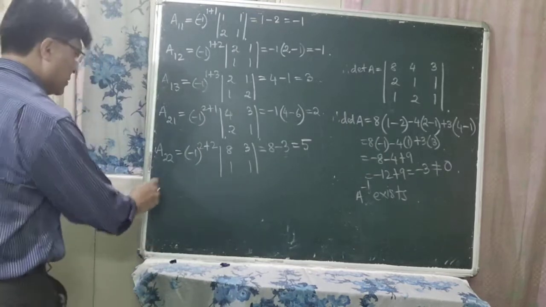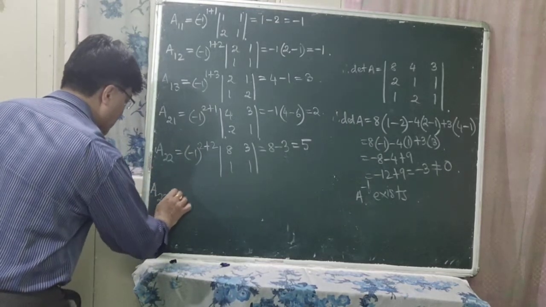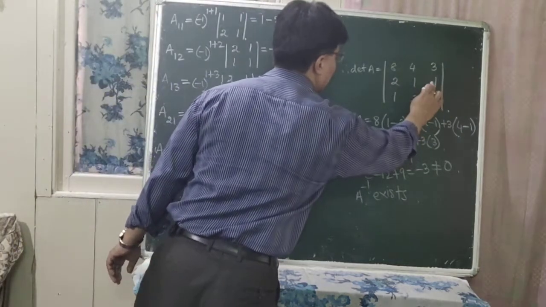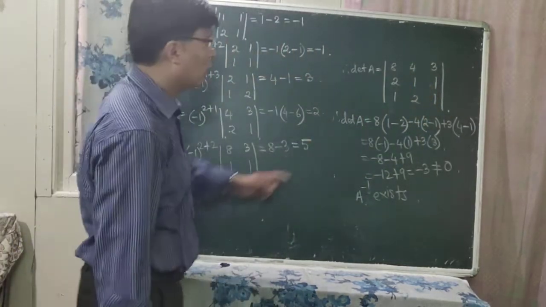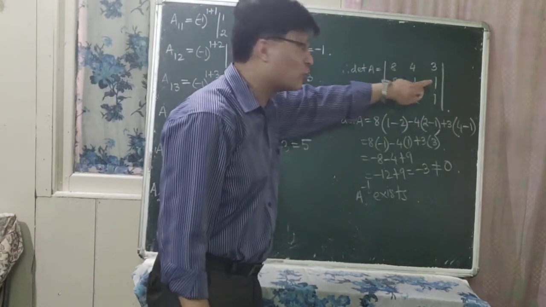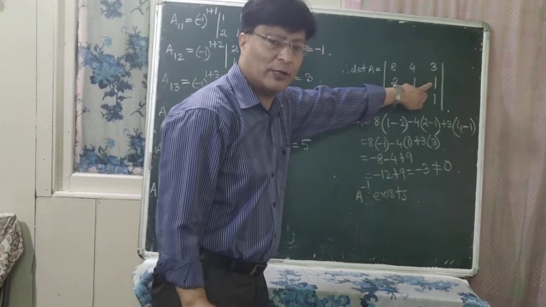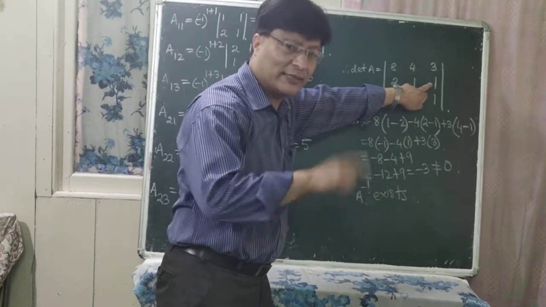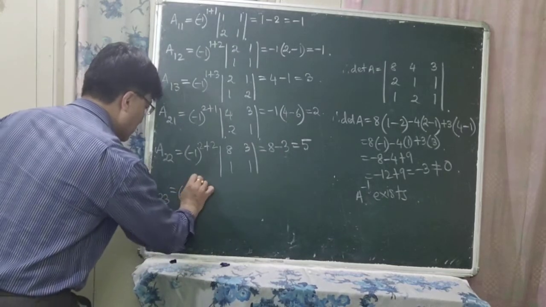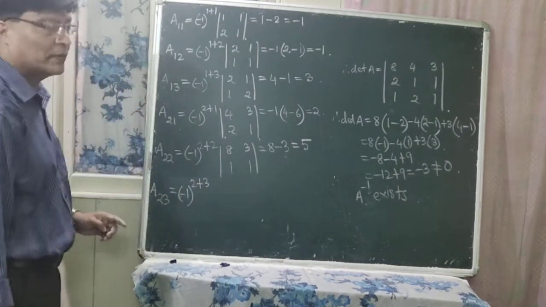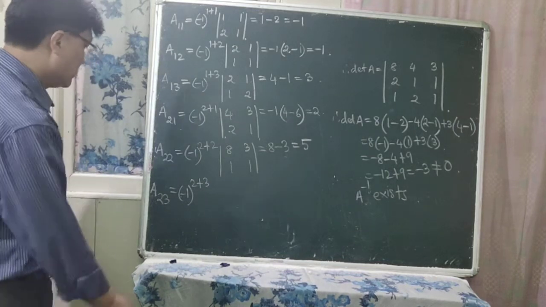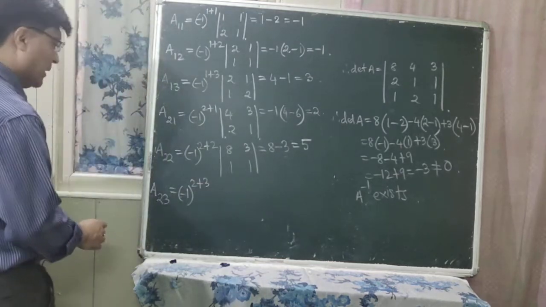So next one is A23. What is A23? Cofactor of the element belonging to the second row and third column. That means 1. You have to find out the cofactor of that one, which belongs to the second row and third column. So it is minus 1 whole to the power 2 plus 3, okay?